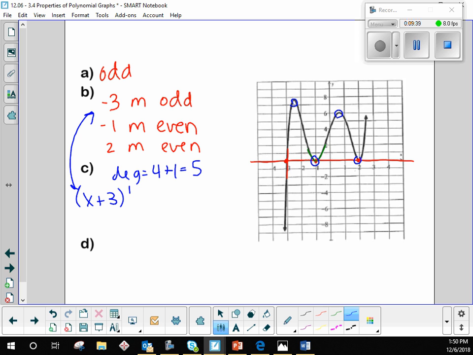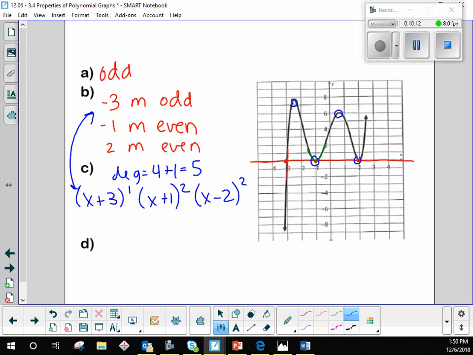For the second root, the -1, what's its factor? X plus 1, and what's its minimum degree if it has an even multiplicity? 2. And then the 2, x minus 2 to the 2. So those are just minimum possible degrees. And if you add up those exponents, what do you get? 2, 4, 5, which corresponds to when we use the turning point rule. And then I think that's all that C asks us for.